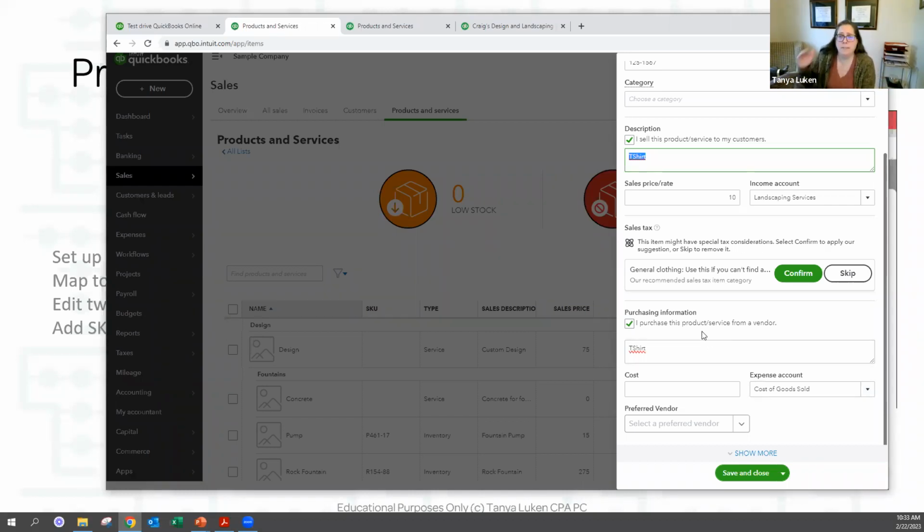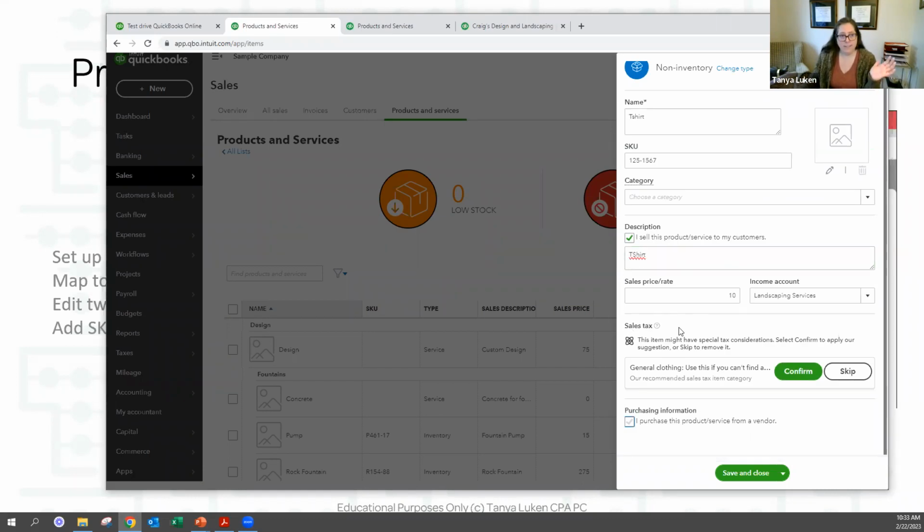Okay, questions about two-way products and services? Does that make sense? So if you're buying it to resell it, you can check this box. If you don't want to worry about that, if you don't want to track your purchases associated with your revenue, you would uncheck that box.